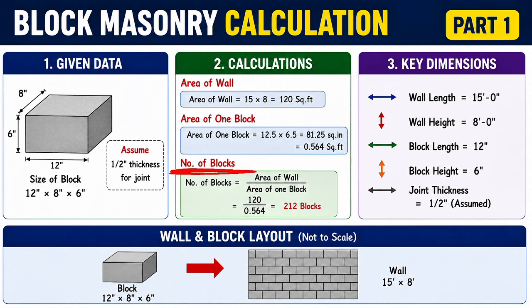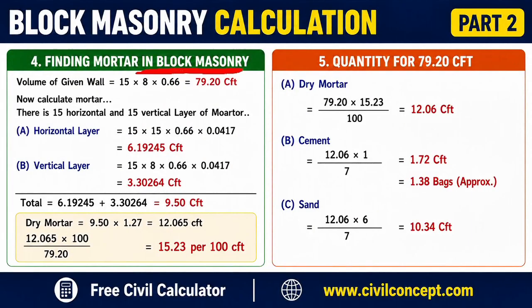Now calculate the number of blocks required. Number of blocks is equal to area of wall divided by area of one block. So 120 divided by 0.564. That gives 212 blocks. Therefore, approximately 212 blocks are required for the wall. Now let us calculate the volume of masonry. Wall volume is equal to length multiplied by height multiplied by wall thickness. So 15 multiplied by 8 multiplied by 0.66. That gives 79.20 cubic feet.